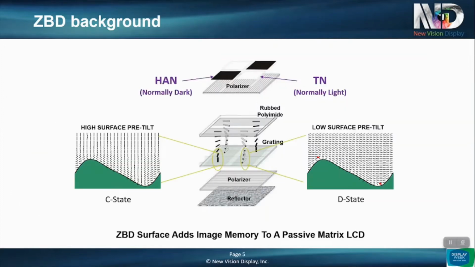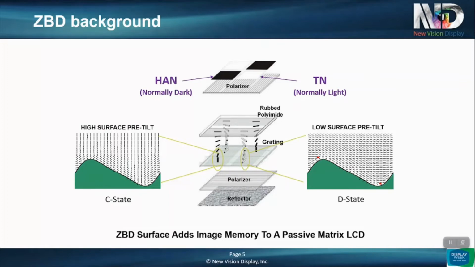What is the ZBD configuration? We take a normal passive matrix nematic LCD, and on one surface we have a standard rub polyimide. On the other surface we put a sub-micron diffraction grating, and that diffraction grating stabilizes two surface pre-tilts, and they then stabilize two bulk configurations which can provide black and white pixels with appropriate polarizer configuration. We've shown a HAN to TN example here, but it could be a HAN to VAN or VAN to ECB. So you can use this bistable pre-tilt in a variety of optical configurations. So really we're adding image memory to a passive matrix LCD.